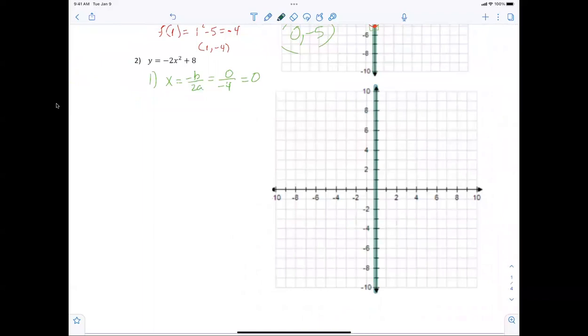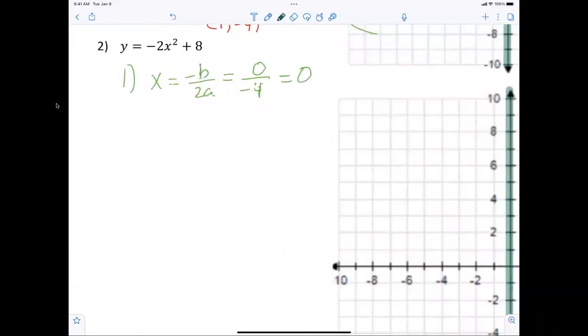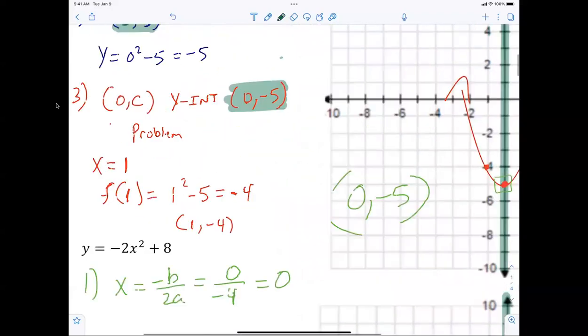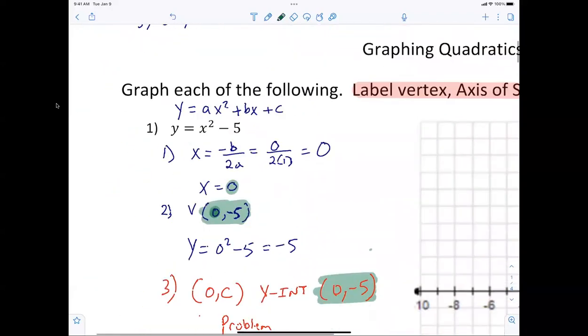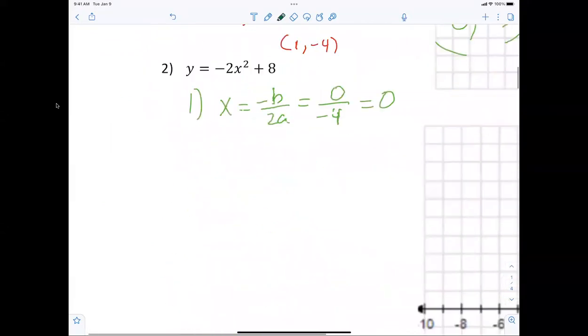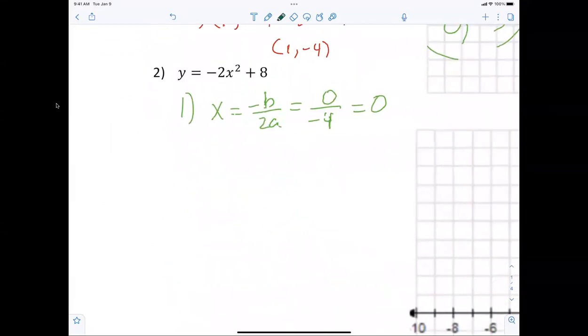Yep, you're drawing that line. How do we know that it's 0? Because there's no x value. The b is the number in front of the x, remember? Do you see that? There is no b, therefore x is 0. Now I need everybody to plug 0 in.